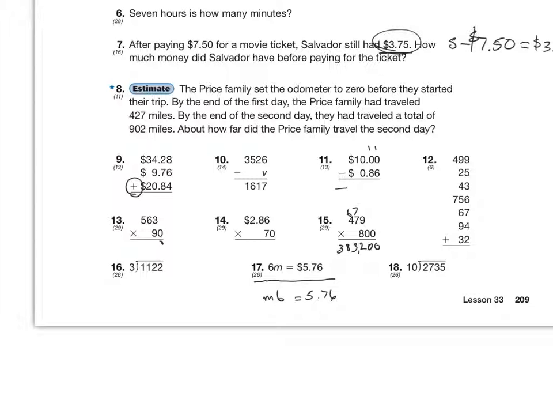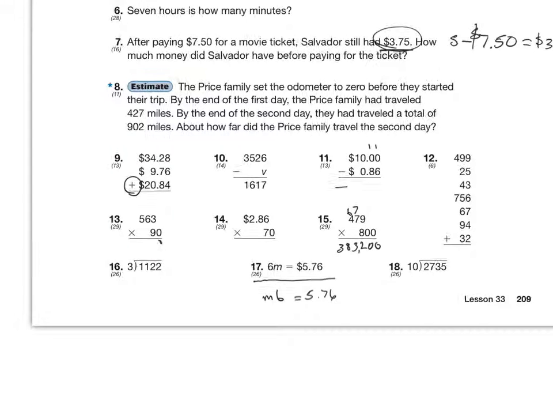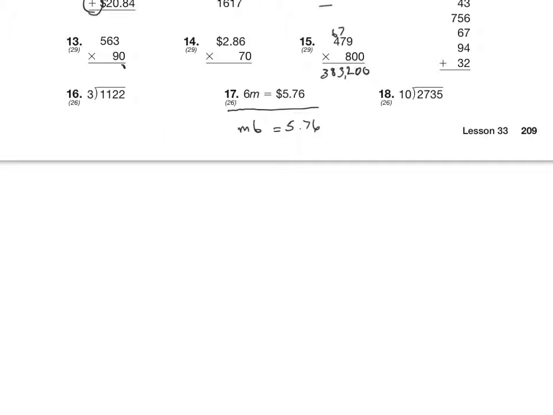Oops, this doesn't look good because of that there. So scroll down a little bit more. Remember, m divided into 5.76 equals 6.00.